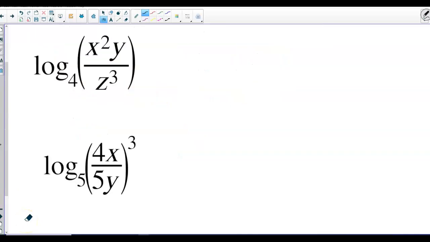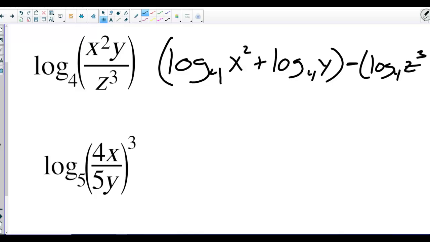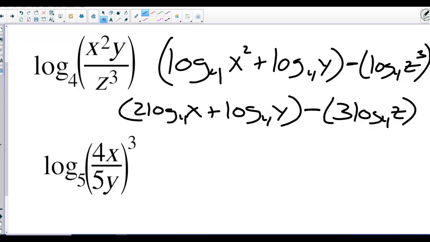So for the first one, where each number has individual exponents, I'm going to start out by doing this. Log base 4 x squared plus log base 4 y in parentheses minus log base 4 z cubed. Now, when we expand, those exponents have to be thrown to the front. 2 log base 4 x plus log base 4 y minus 3 log base 4 z. That's the answer.